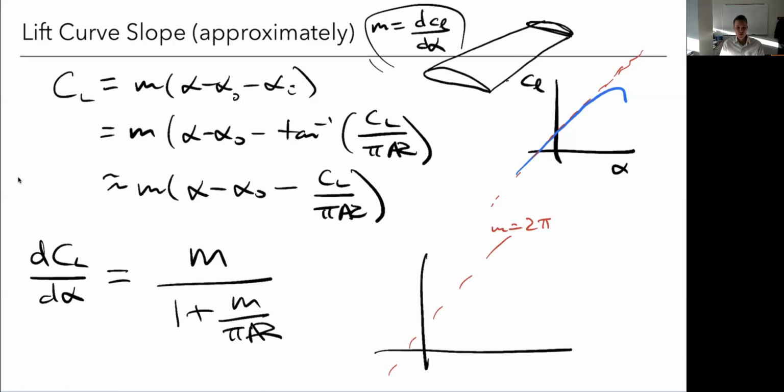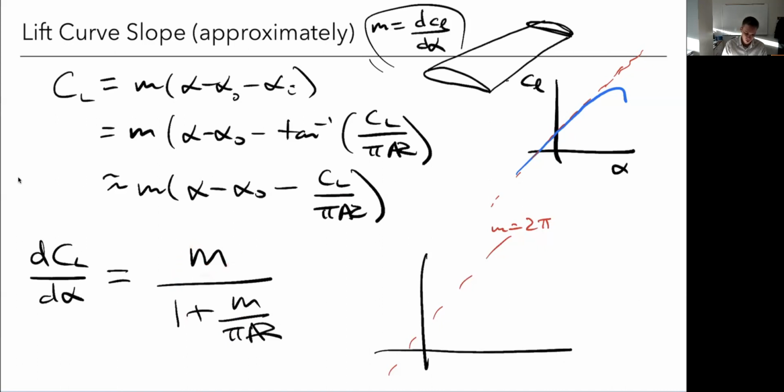Let's just put in a number to make this concrete. Let's say my aspect ratio is 8. So this would give me, let's see, 2 pi divided by pi times 8, that's 1/4. 1 plus 1/4 is 5/4. If I invert that, that's 4/5. So that's 80% of m.